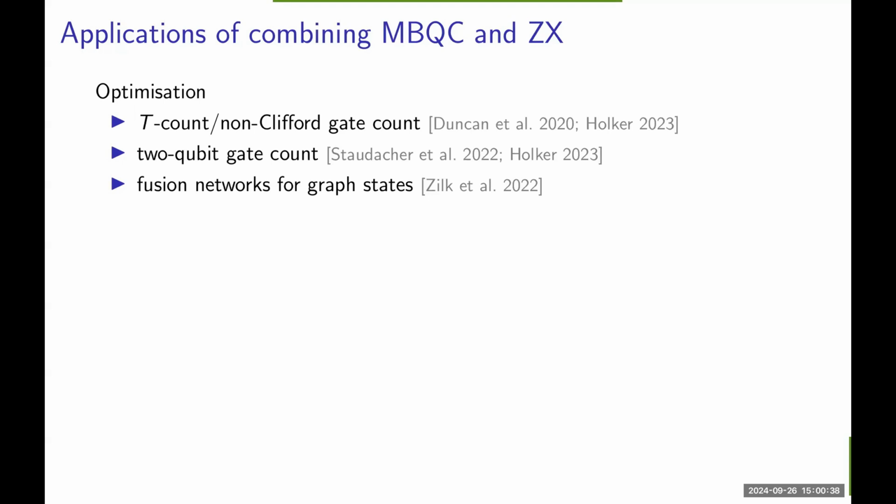And we can also use it to look at other aspects of a computation, for example, fusion networks for graph states. So graph states are in photonic quantum computing; we can create small graph states, but not very big ones. And so these small graph states need to be composed into bigger ones in some way. And again, that's a non-deterministic process. And so it's important to work out the most efficient way, with the least non-determinism involved, that will get us to the goal.